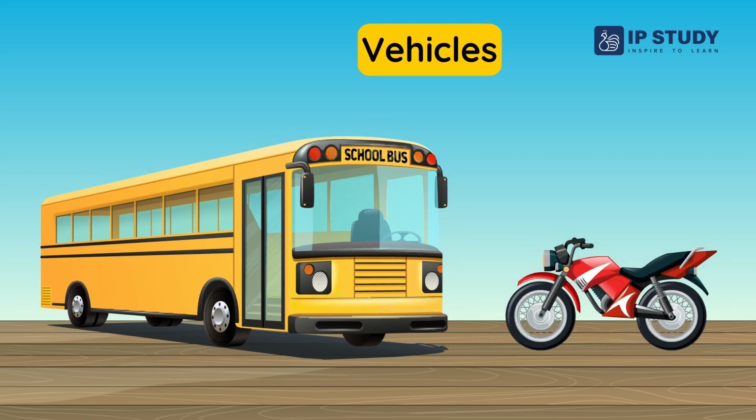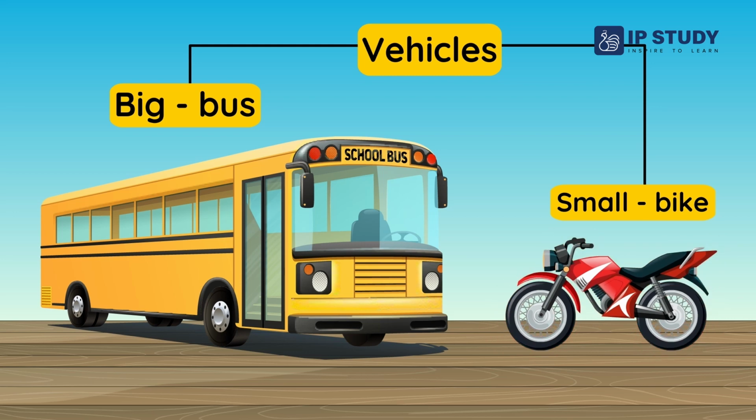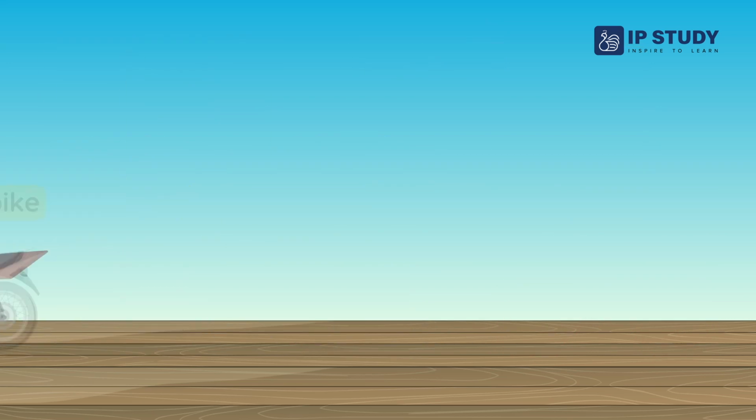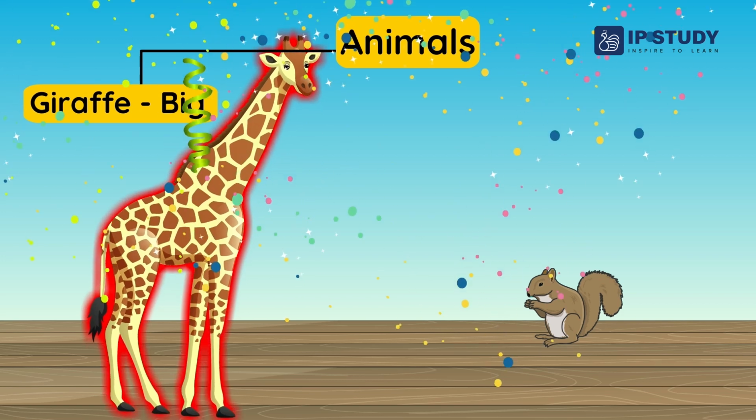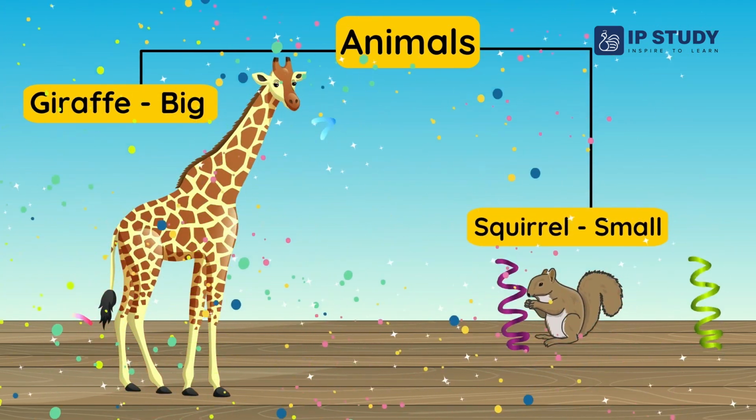Look at this. This is a big bus. And this is a small bike. Now can you tell me which animal is big and which animal is small? That's right. The giraffe is big and the squirrel is small.